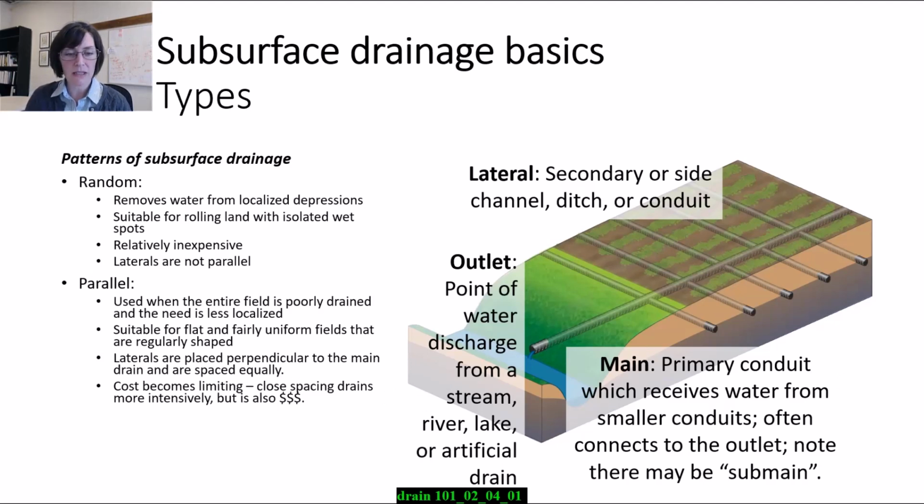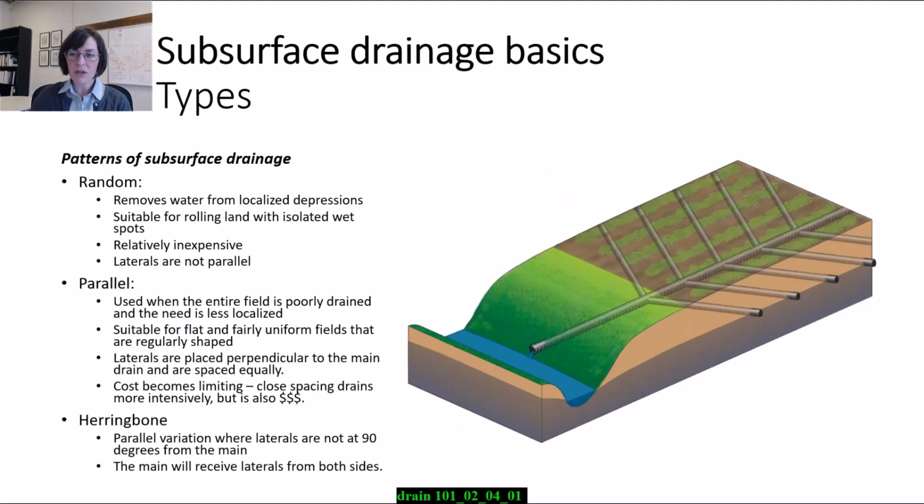For parallel drainage systems like I'm showing here, cost usually becomes limiting. Folks often want to do close spacings, space the laterals as intensively as they can. But that also causes increased cost. So cost is kind of a balancing point for parallel drainage systems. And then lastly, I'm showing another variation of the parallel drainage system. This is a herringbone parallel system. And in this variation, the laterals are placed at an angle to the main, an angle that is not 90 degrees.